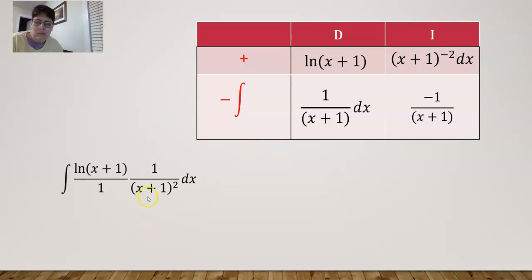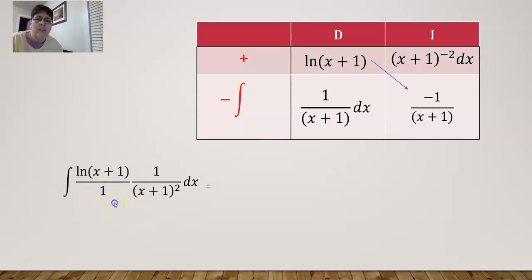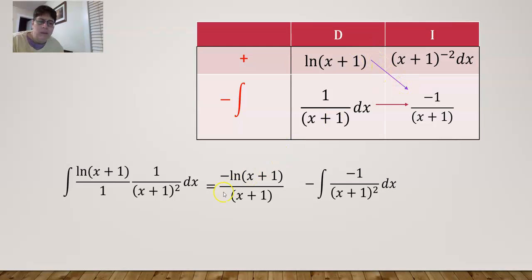Okay, so let's see if we can put this integration by parts together. So we go across, multiply, make sure that negative's in front, and then subtract the integration. Don't forget to put that integration sign in there. We kind of need it.